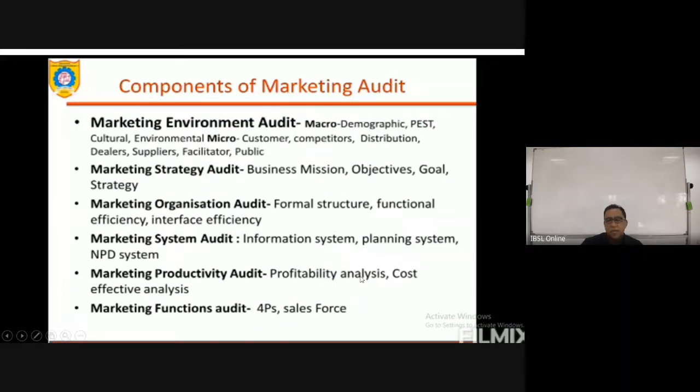Marketing productivity, profitability analysis, cost effectiveness. Now profitability is about gross profit, net profit. Cost effectiveness is your cost to income ratios, efficiency ratios, all that assess. Marketing functions audit, your 4Ps or 7Ps, your sales force effectiveness are all. So, when you do a marketing audit, you basically do a very comprehensive assessment of your organization, of the organization's various actions and various parameters.